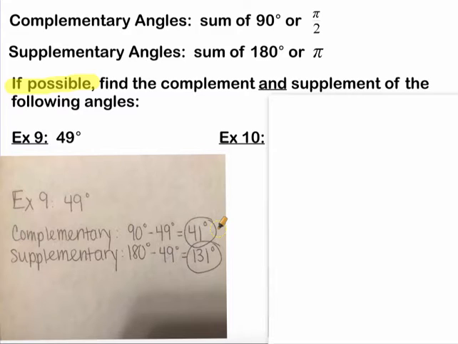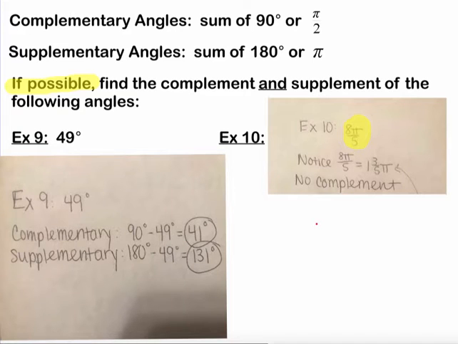So what do we need to add to 49 to make 180? Well, 180 minus 49 makes 131. That's your supplementary angle.